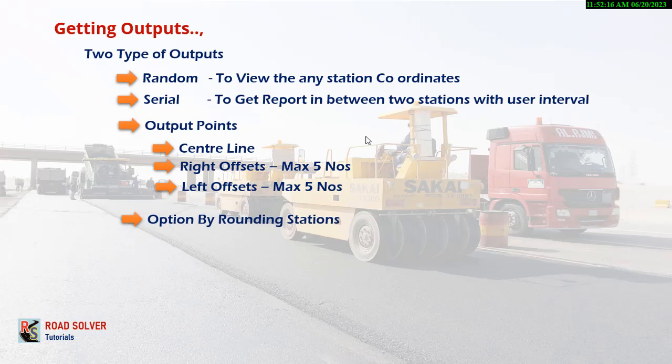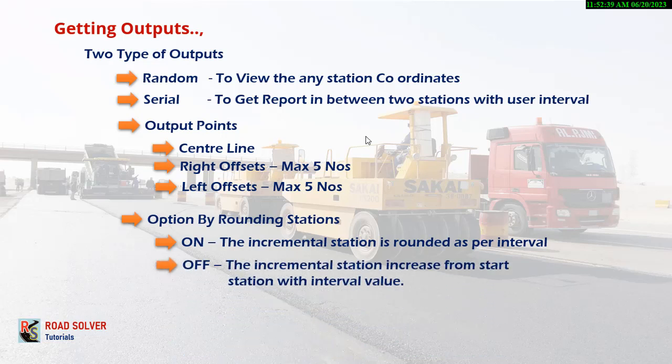Also there is the option of rounding stations. This means when this option is on, the incremental station value will be rounded by the interval. That means if your starting station is 675 and your interval is 10 meters, the next station will be 700, and 710 like that. If it is off, the increment will be added from the beginning station automatically with the incremental value. That means 675 plus 10 will be 685, 695 like that. So how this will work in the software, we will discuss now.